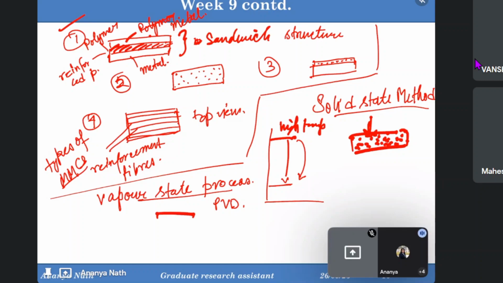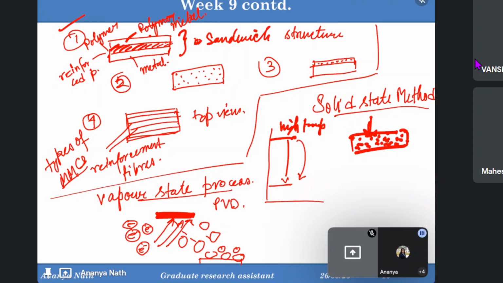There will be one target material, and some electron beam or some plasma or some ionized gases will be provided that will hit the target. The target will release some atoms or vapor of that particular target, and the vapors will get deposited over the substrate. And if you are mixing the particles as well with the vapor, there will be some MMC made over the substrate. So this is the physical vapor deposition used for MMC.